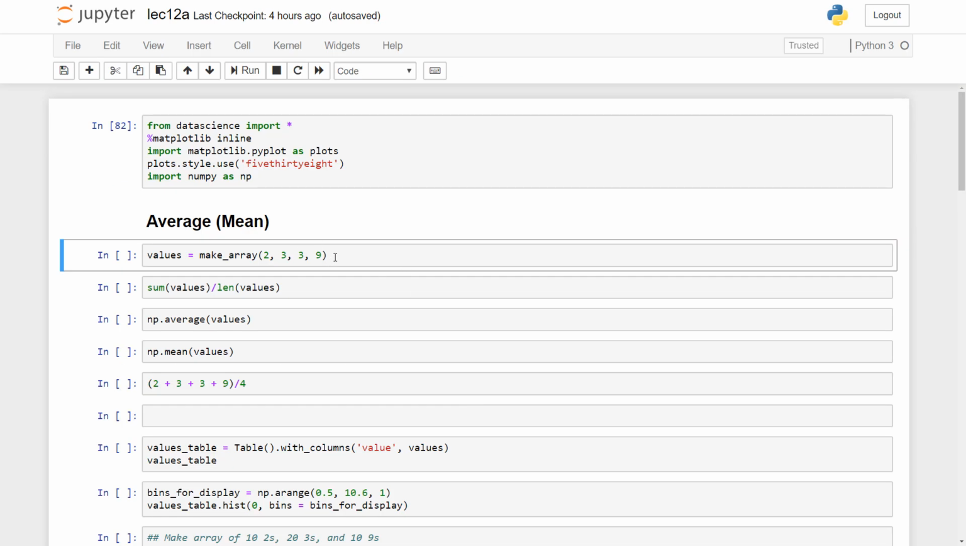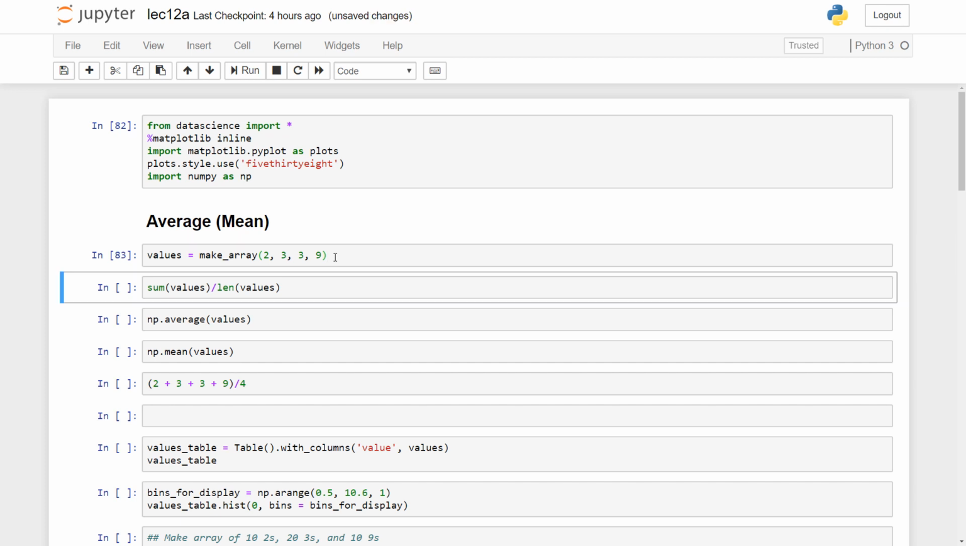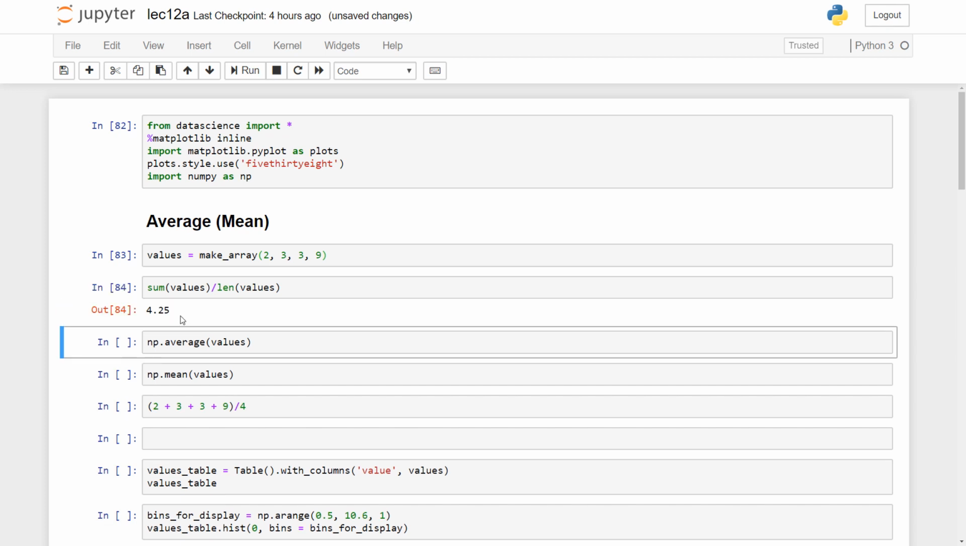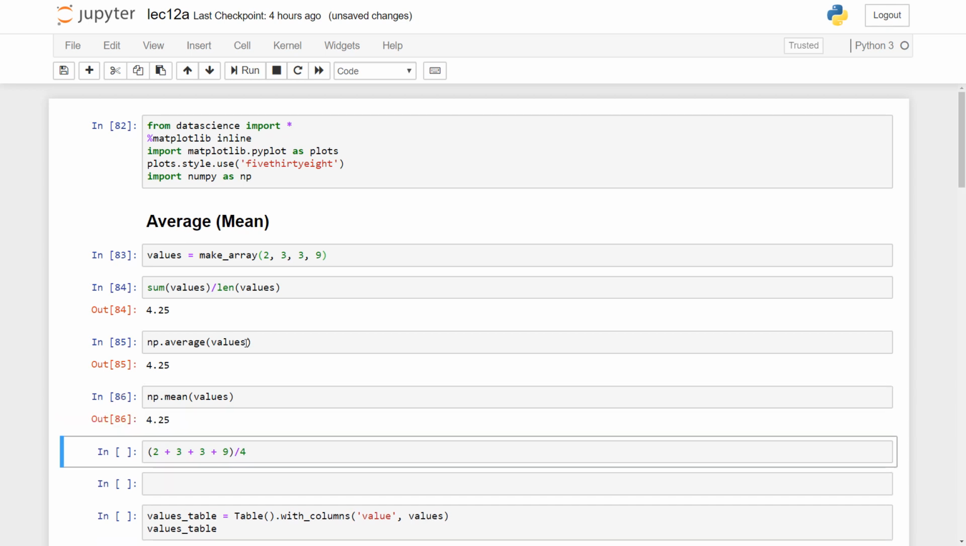So let's say that we have an array of 4 values here, 2, 3, 3, 9. That's the same one that we saw in the slide. Of course, the average is the sum of the values over the length of the values. So the average will be 4.25 as we saw. In NumPy we can also use 2 ways to compute it: the average function and the mean function.